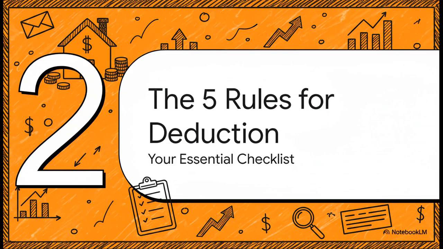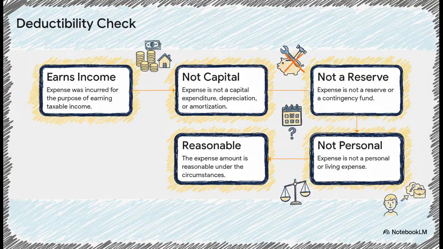Okay, now we're getting to the absolute heart of this whole explainer. Section 2, the 5 rules for deduction. I want you to think of this as your go-to essential checklist for every single expense you might have. So here they are, the 5 big rules.